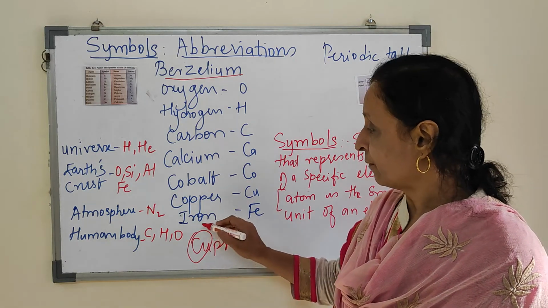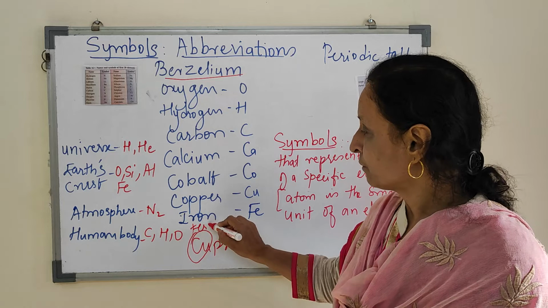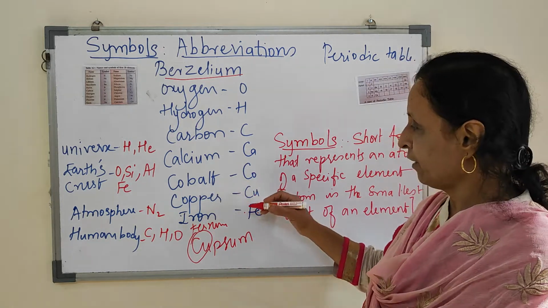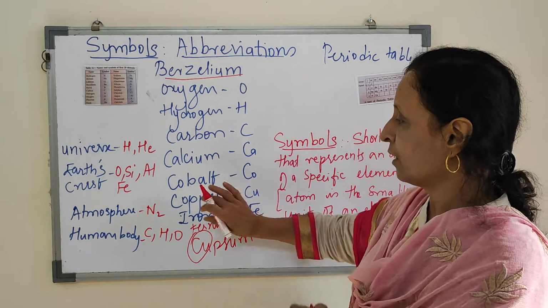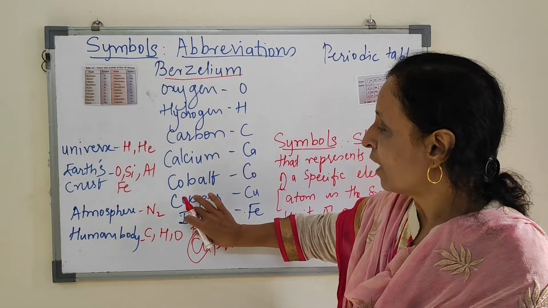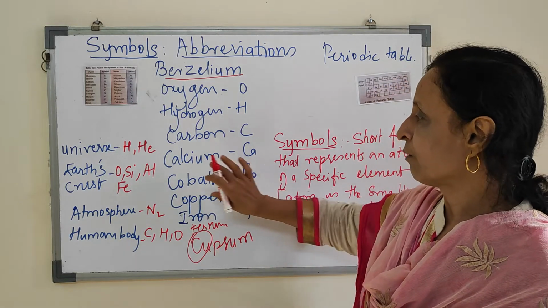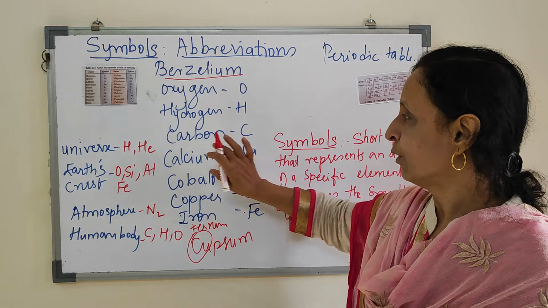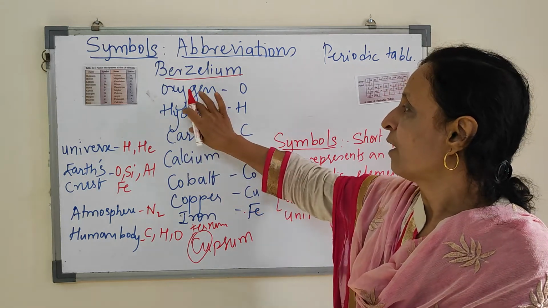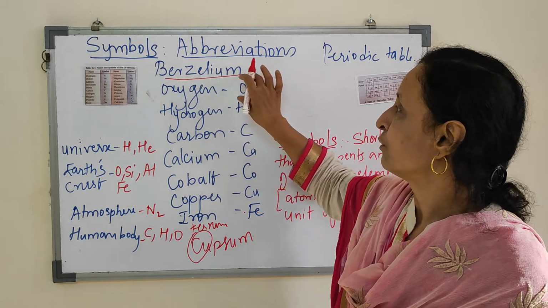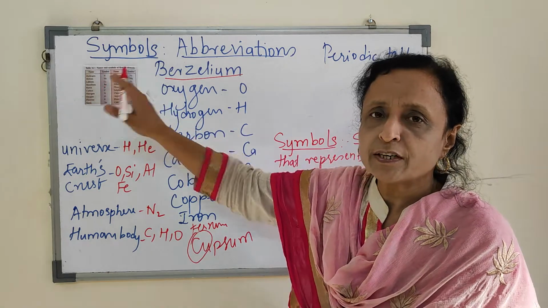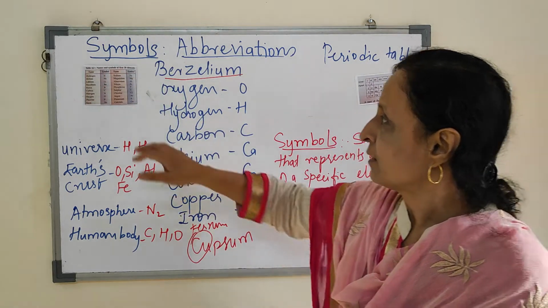Iron, ferrum. Therefore the symbol is what? Fe. Ferrum, Fe, cuprum, Cu. For copper the Latin name is cuprum, therefore Cu. For iron it is ferrum, therefore Fe. Cobalt in English is Co. Calcium, Ca. Carbon, C. Hydrogen, H. Oxygen, O. So these are the general symbols which are given to many elements.